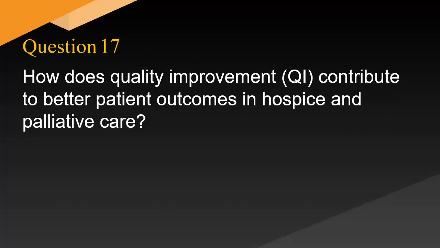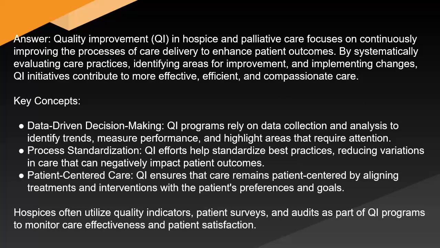How does quality improvement, QI, contribute to better patient outcomes in hospice and palliative care? Answer: quality improvement, QI, in hospice and palliative care focuses on continuously improving the processes of care delivery to enhance patient outcomes. By systematically evaluating care practices, identifying areas for improvement, and implementing changes, QI initiatives contribute to more effective, efficient, and compassionate care. Key concepts: data-driven decision-making.